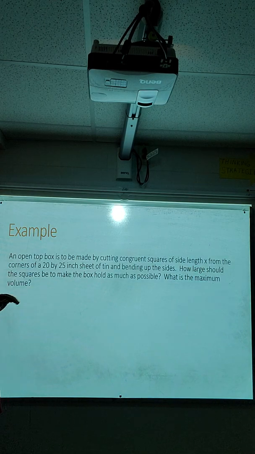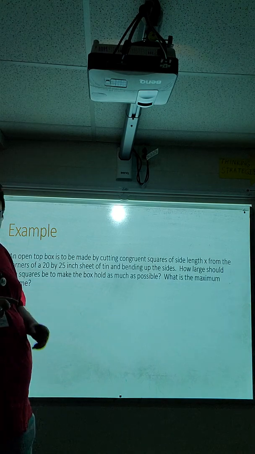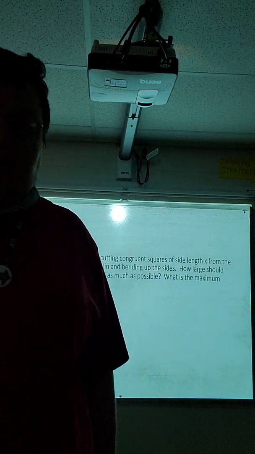All right, an open top box is to be made by cutting congruent squares of side length X from the corners of a 20 by 25 inch sheet of tin and bending up the sides. How large should the squares be to make the box hold as much as possible? And what is the maximum volume? Okay, so we're kind of going three-dimensional here with this.